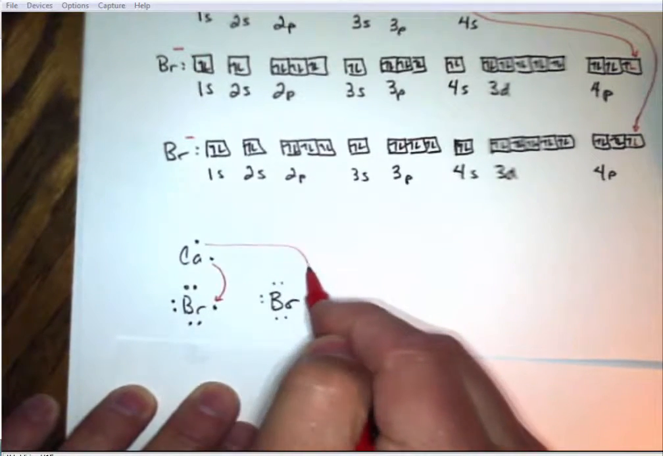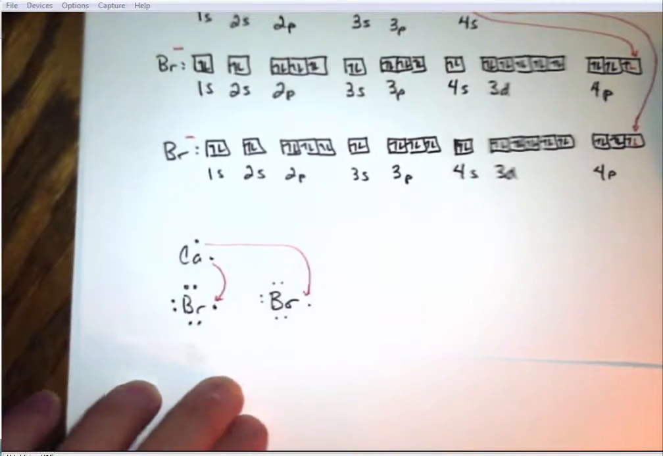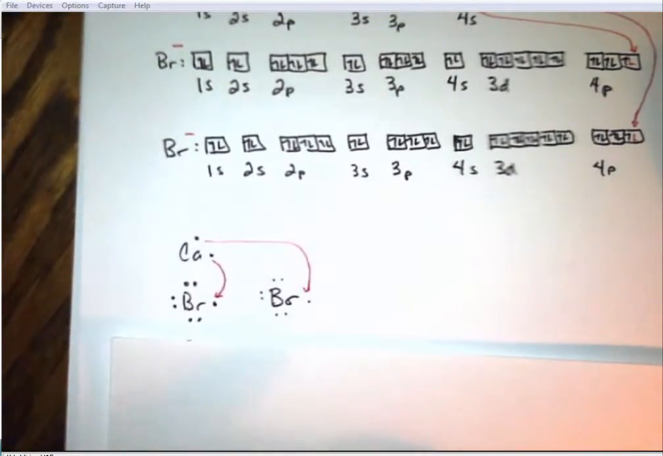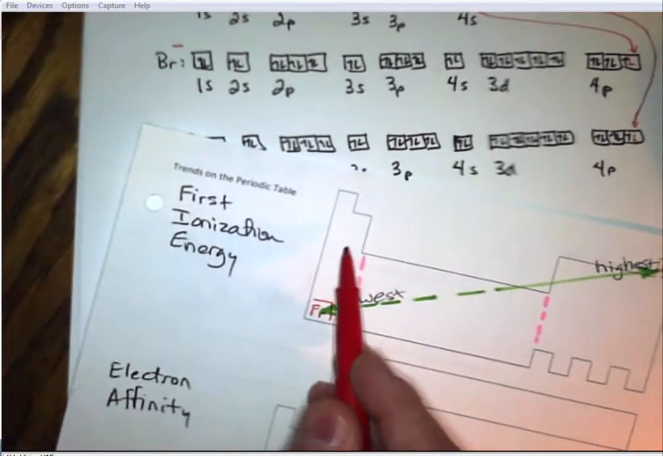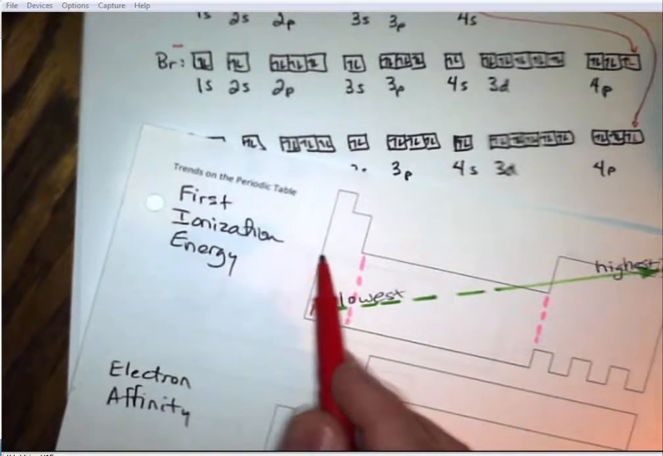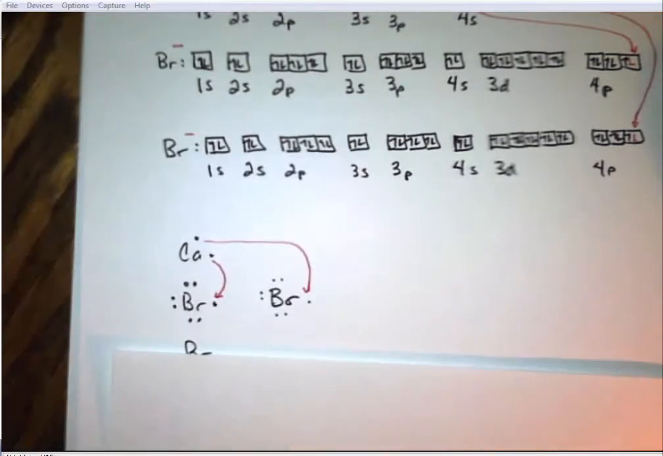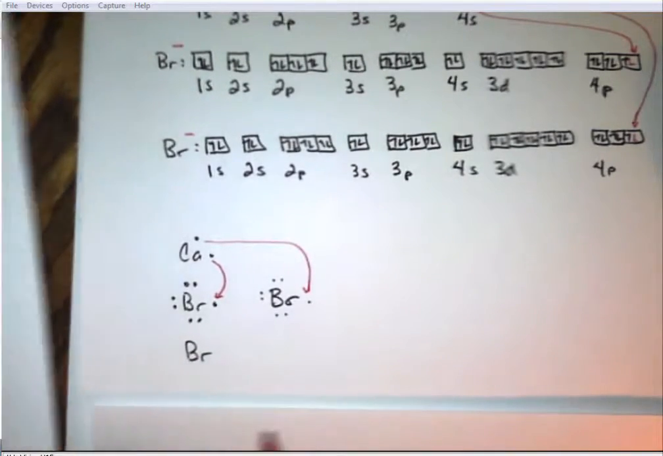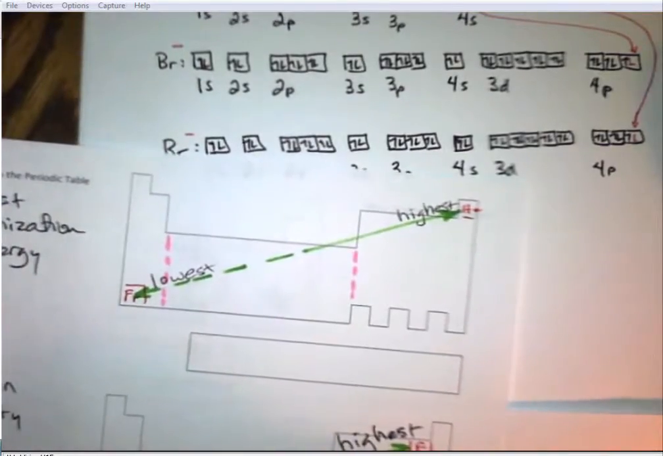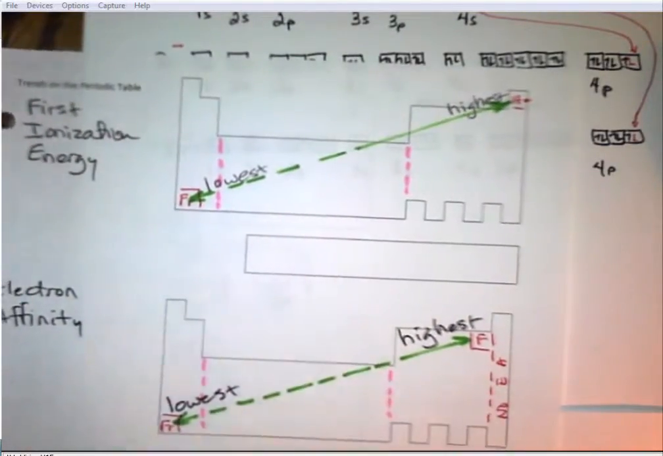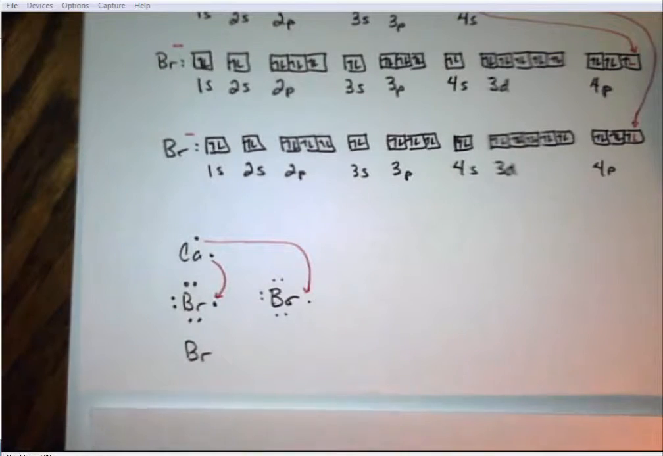And now calcium has gotten rid of both those electrons. It has low first ionization energy, so it's easy for it to get rid of those electrons. And I drew a bromine down here. Bromine over here has a high electron affinity. It wants to gain electrons, and so I can put that electron right there.